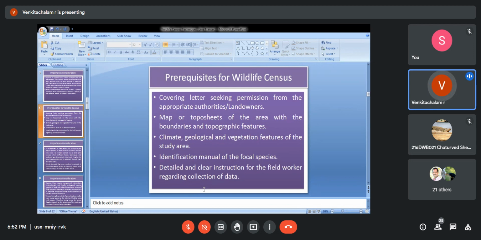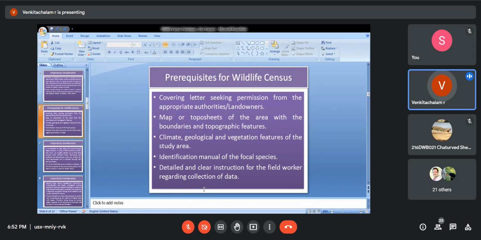It is also important to know the climatic factors of the particular area, the local climate we will be facing. If you are going to do your research in the Himalayas, for example, it is very difficult to know about the climate of the landscape. So before going to that landscape, it is important to know the climatic factors of the area and the geological and vegetation features of the study area.